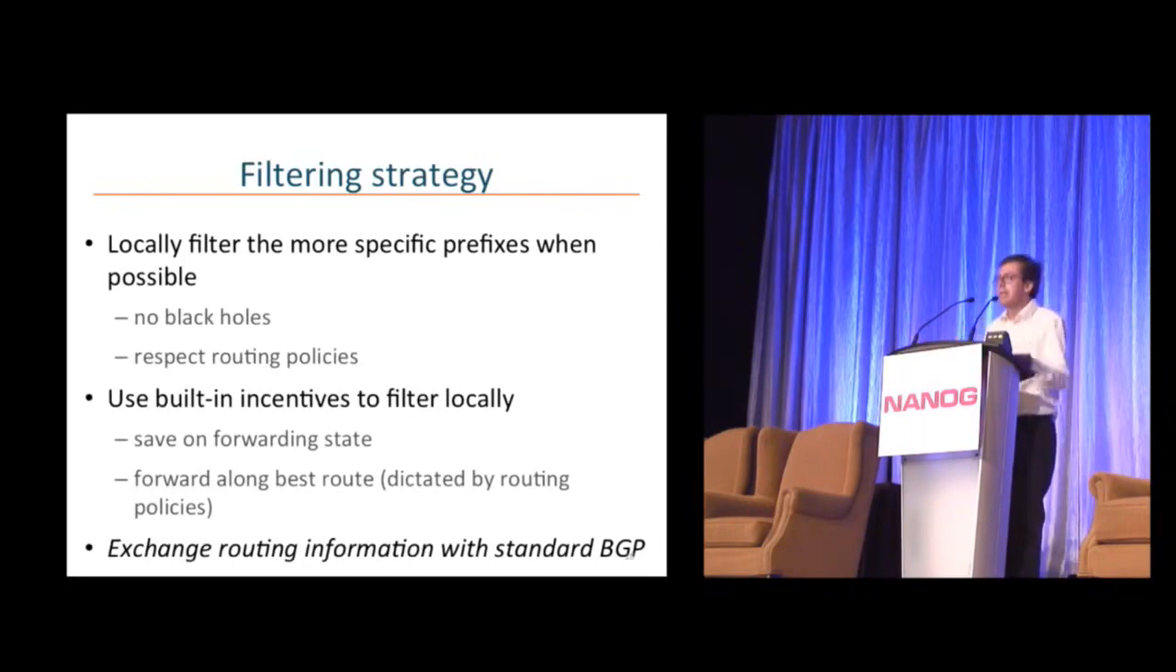Now, DRAGON provably does not create black holes. Moreover, the filtering strategy must align with the incentives of the ASs. And we assume that among these incentives are the will to save on forwarding state and the will to forward data packets along the best possible route. Okay. The exchange of routing information is with standard BGP.